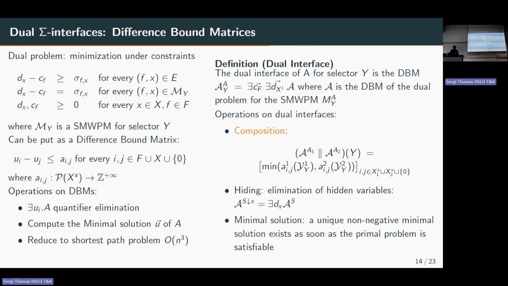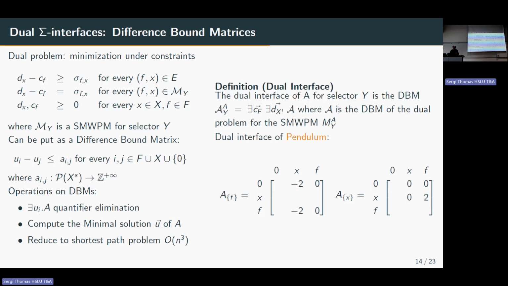Okay, I will speed up. Composition is simply a pointwise minimization of the DBMs. Hiding is just existential quantifier elimination of the DX for every hidden variable. And computing a minimal solution is Floyd-Warshall. So for our pendulum, we have this matrix, so whatever it means.